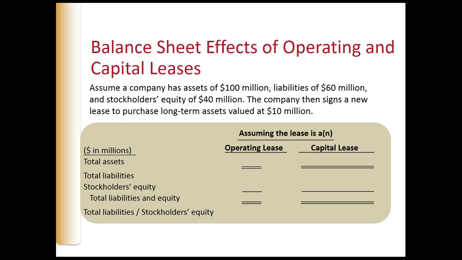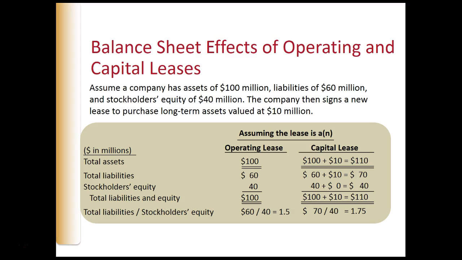Do companies acquiring assets through a lease prefer operating leases or capital leases? Well, let's look at the effect of both operating and capital leases on the balance sheet. And why don't you decide? Assume a company has assets of $100 million, liabilities of $60 million, and stockholders' equity of $40 million. The company then signs a new lease to purchase long-term assets valued at $10 million. This slide compares the balance sheet effects between the two methods.